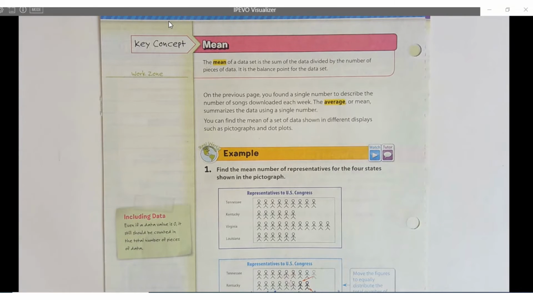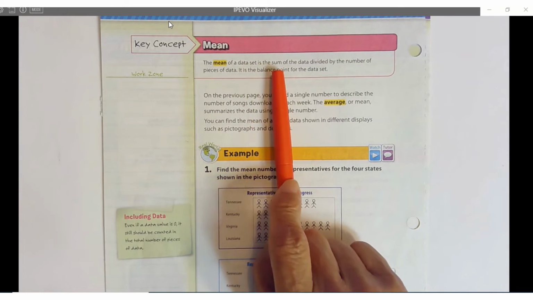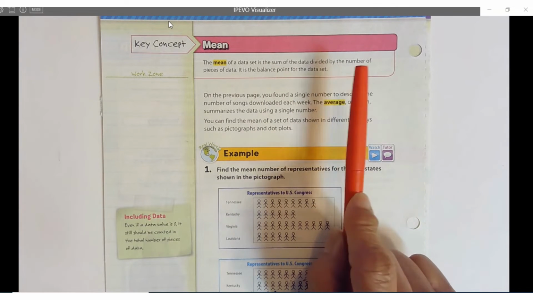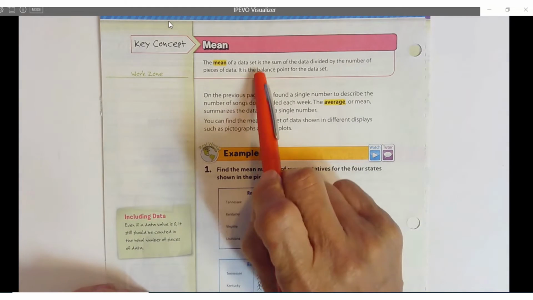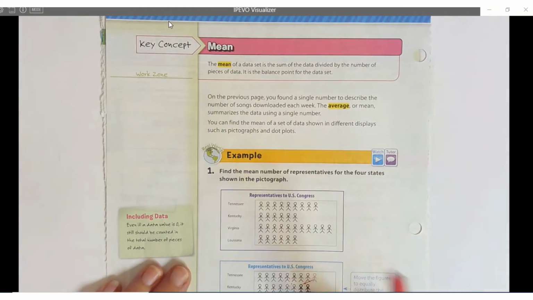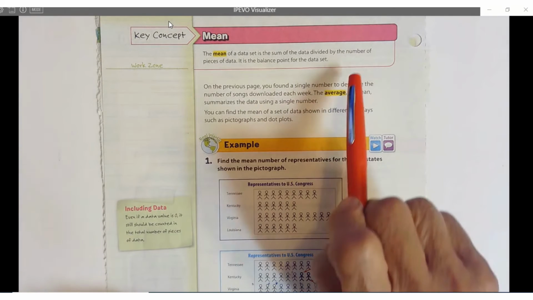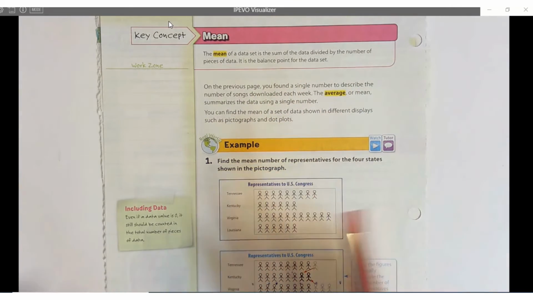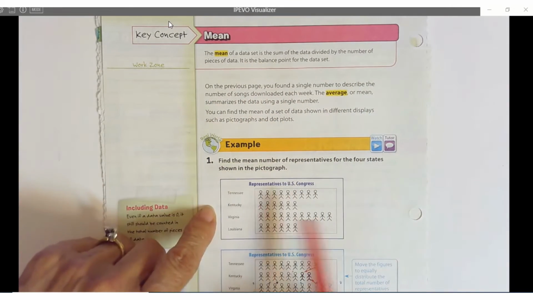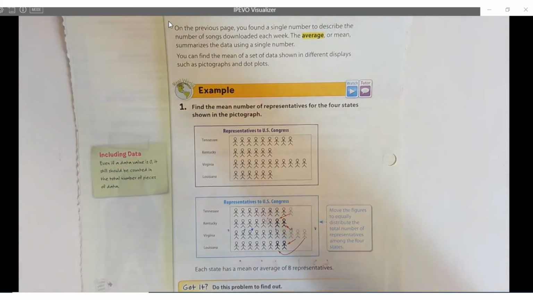Okay, let's go ahead and find out what the mean actually is. The mean of a data set is the sum of the data divided by the number of pieces of data. So basically all the numbers divided by the number of items, just like I showed you. It is the balance point for the data set, the average. So let's look at these examples they gave us. They gave us this one, which is a pretty cool example.